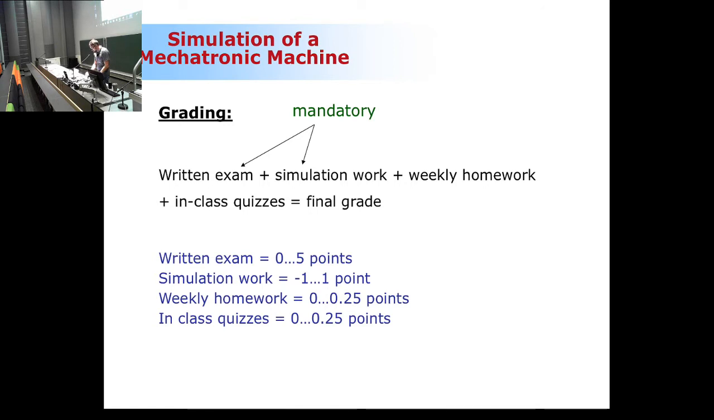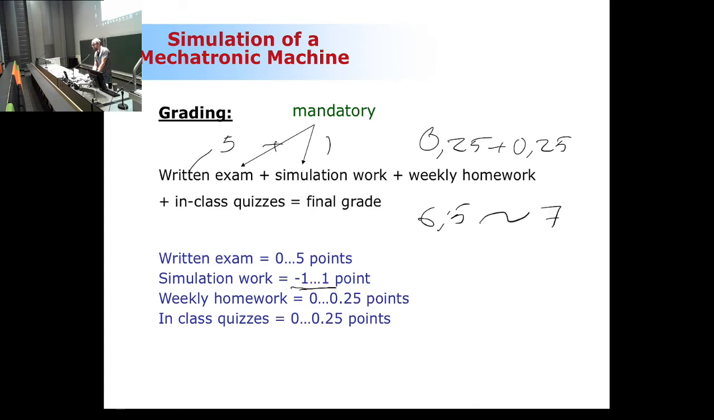So let me use a pen here. Let's say that you're an outstanding student, a really good one. You're scoring 5 out of 5 on the written exam. Then the simulation work scales from -1 to 1. So if you're doing no good at all, we're going to take 1 point off your written exam. Or if you're doing really good, we can add 1 more point. Say you're doing really good, so it's 5 plus 1. Then weekly homework, you're going to do all that, so you get 0.25. And in-class quizzes, that's 0.25. So it's going to be 6.5, which will be rounded up to 7.